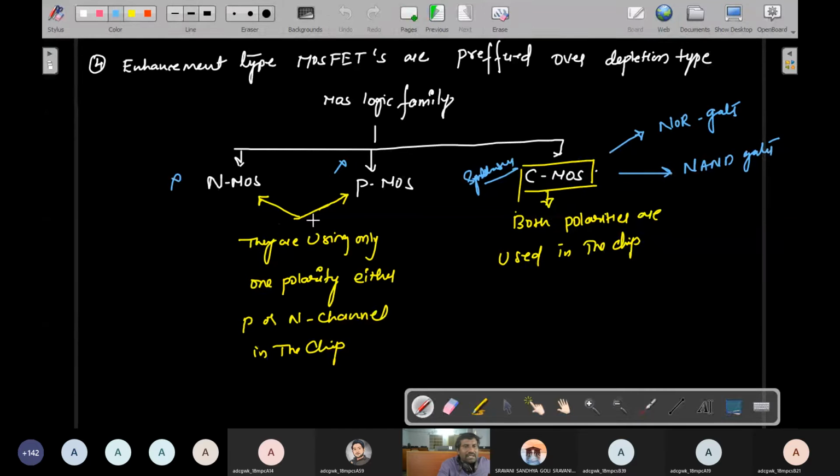But in the NMOS and PMOS logic families, in these two cases, they use only one polarity, either P or N channel in the chip, but not two polarities. Okay, in the same way, CMOS means we are designing a chip in which we use both polarities, P channel and N channel. Both polarities we can use in this chip. That's why it is called complementary metal oxide semiconductor logic family.